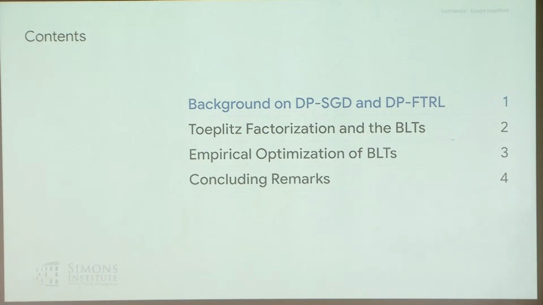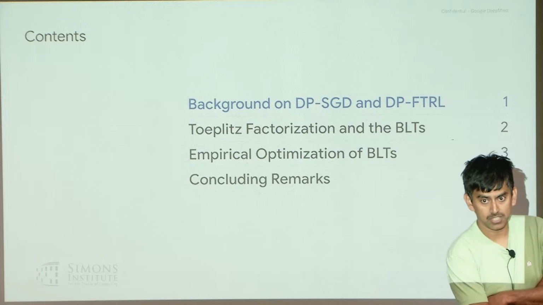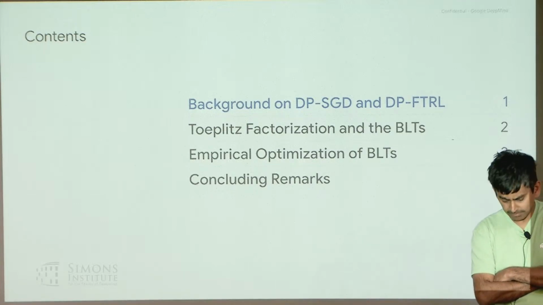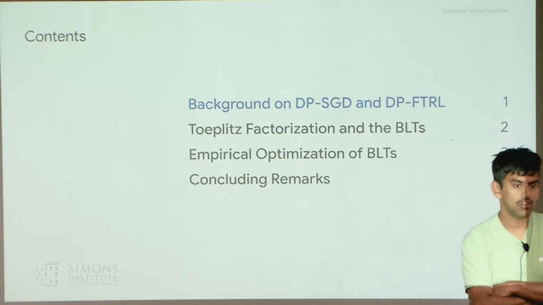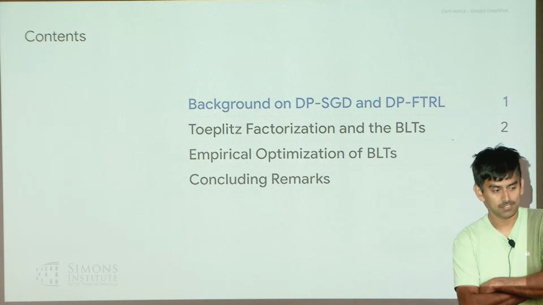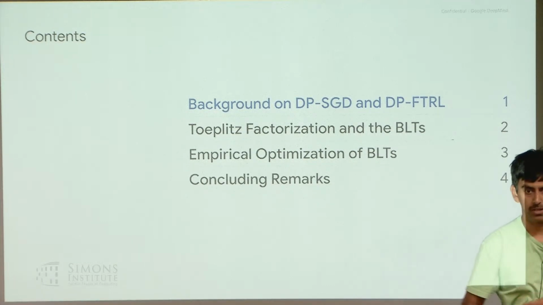What we're going to cover today: some initial background on two classes of algorithms which are very commonly used for training large-scale machine learning models with privacy. One is called DP-SGD and the other DP-FTRL. This relates to Sophia's talk on continuous release models. Then we'll look at a very specific type of factorization, like Toeplitz factorization, and there I will describe what I mean by BLTs, which is not the sandwich again. In the third part of the talk, we'll give some empirical optimization for these BLT objects. And finally, I'll end with some concluding remarks.